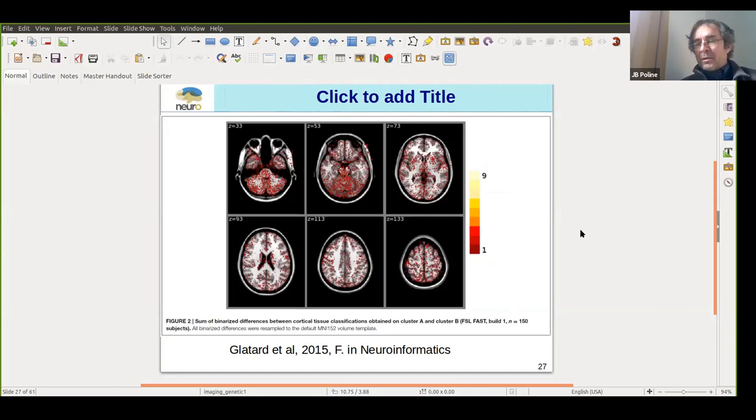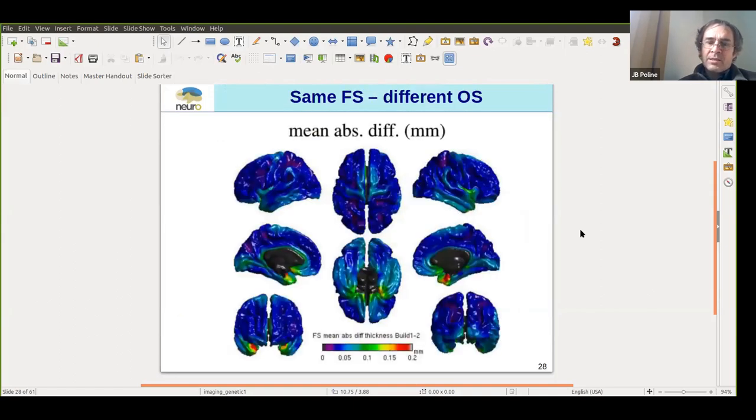Across operating systems, it's interesting to see the variation of results that we can get depending on the OS. I won't go through that because of time, but please have a look at the Glatard paper. Tristan Glatard is a good colleague of ours at Concordia in neuroinformatics. He looked at the variation when you launch the same program on different operating systems. Same FreeSurfer software, different operating system, and looking at the mean absolute difference that you see on the gray matter thickness, for instance, is one of the interesting results. I mean, you wouldn't expect that. And there are good reasons why that happens, but you wouldn't expect that.